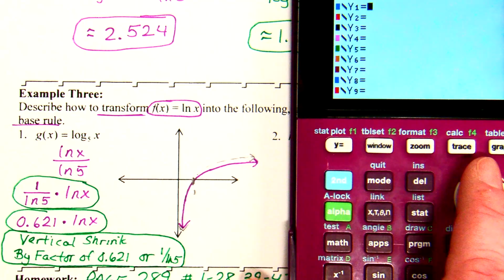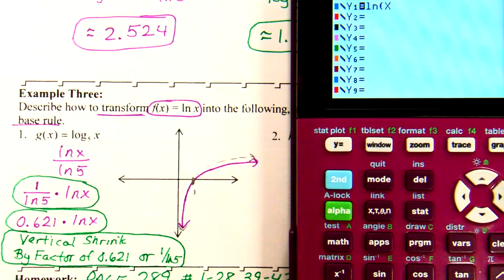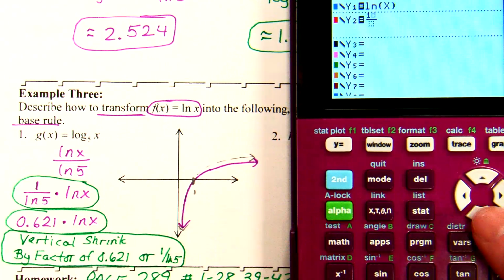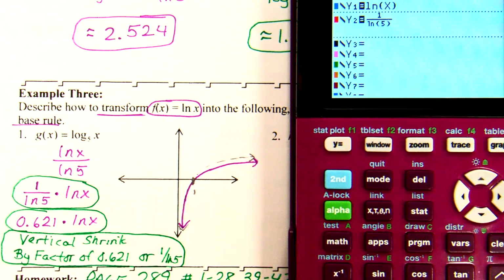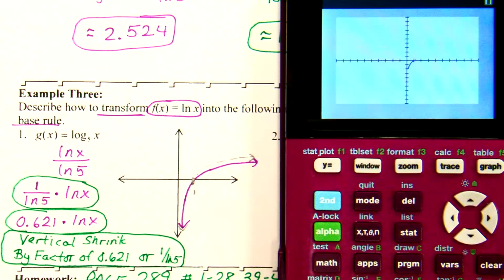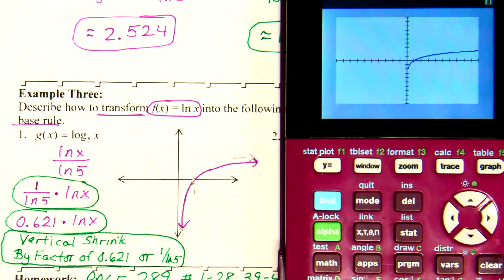So if I graph natural log of x, and then if I graph 1 over natural log of 5 times natural log of x. Okay, so I have natural log of x, my first graph, my shrunk graph, the next one, zoom 6. So there's my natural log of x, that's the first one. The next one is the one with the vertical shrink. It's not too far down there, right? But it is a little bit.